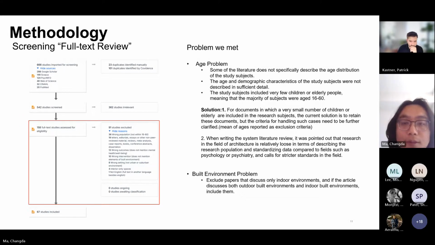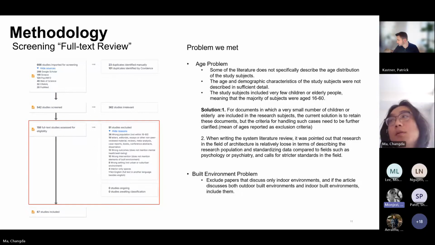And as we talked about some of the problems and challenges we met, one was an age problem. Some of the studies lack detailed description of the age and demographic characteristics of the study subjects, and some studies include only a small number of children or elderly participants, with most subjects aged 16 to 60. For that challenge, we had a solution: we retain and document studies with limited representation of children or elderly participants, but we established clear criteria for including such studies.